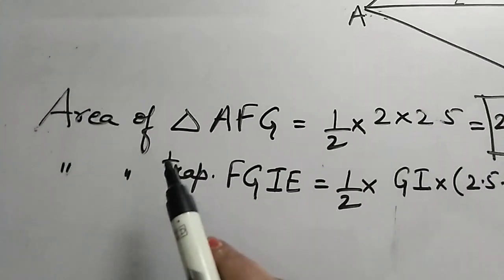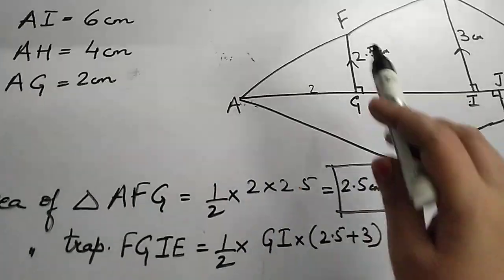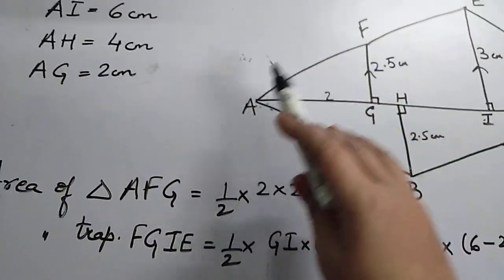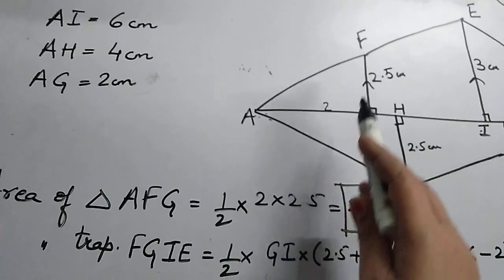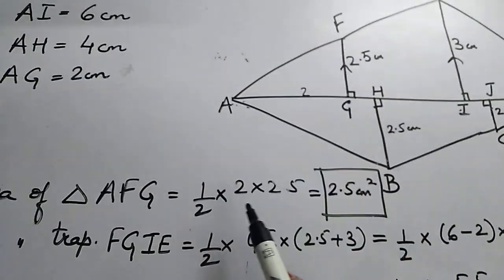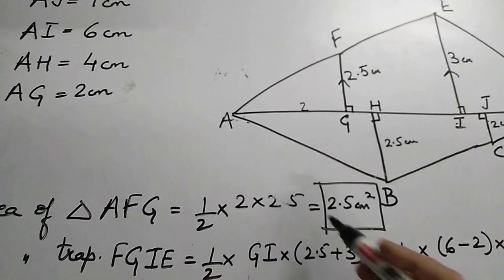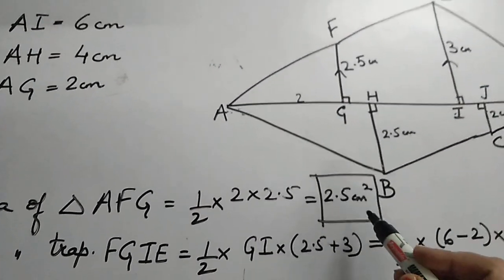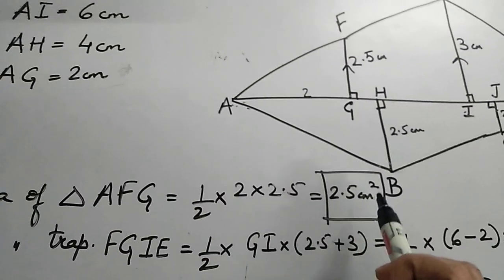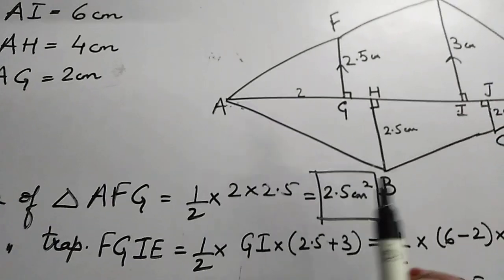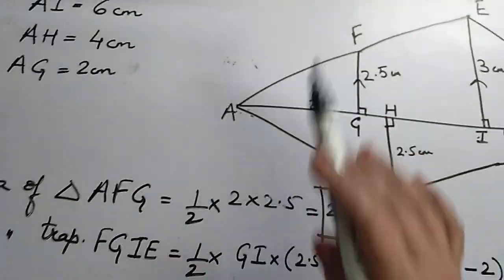Coming to the area of triangle AFG. AG is given as 2, and this is 2.5. So half into 2 into 2.5, the 2 cancels, and we get 2.5 centimeters square. So this is the area of this figure.